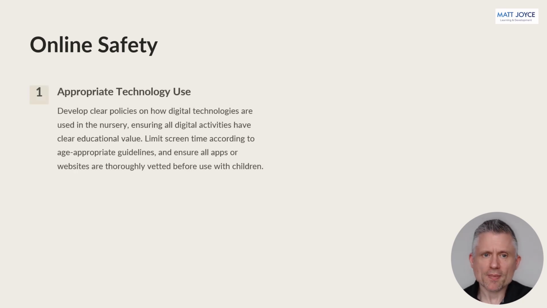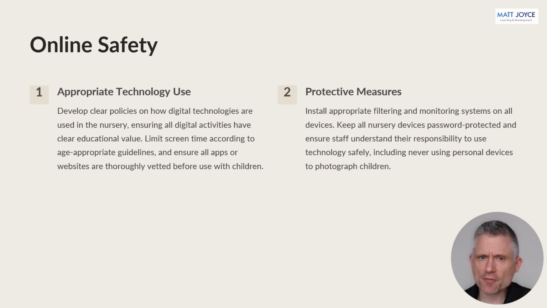When it comes to online, as you can imagine, we can encounter many different risks, and the first key area is ensuring that appropriate technology is used appropriately. Develop clear policies on how digital technologies are used within the nursery, ensuring that all digital activities have clear educational value. Limit screen time according to age-appropriate guidelines, and ensure that all apps or websites are thoroughly vetted before using with children. Protective measures include installing appropriate filtering and monitoring systems on all devices.